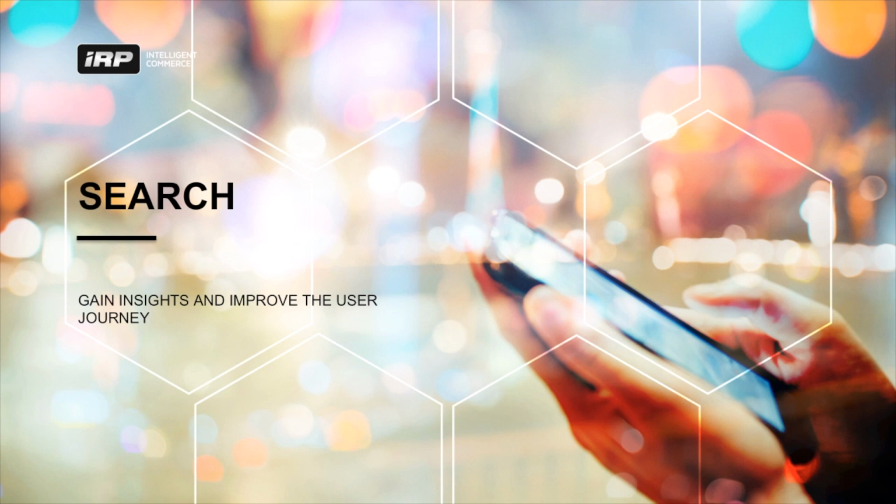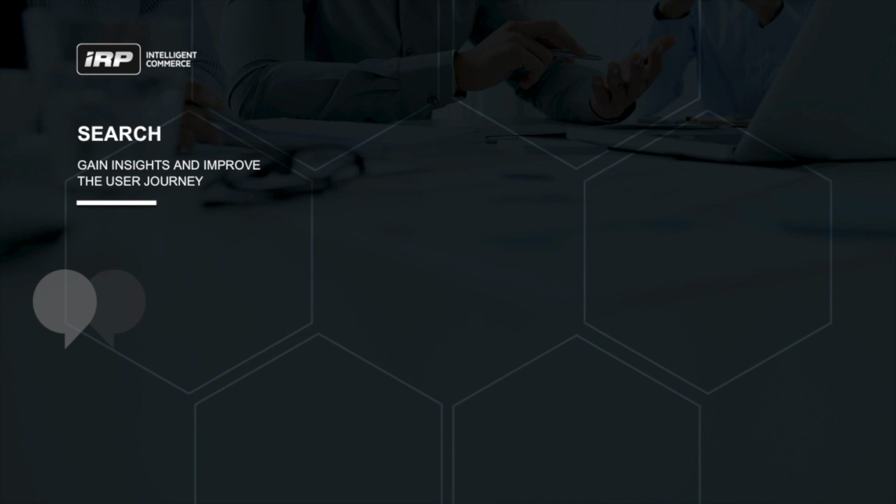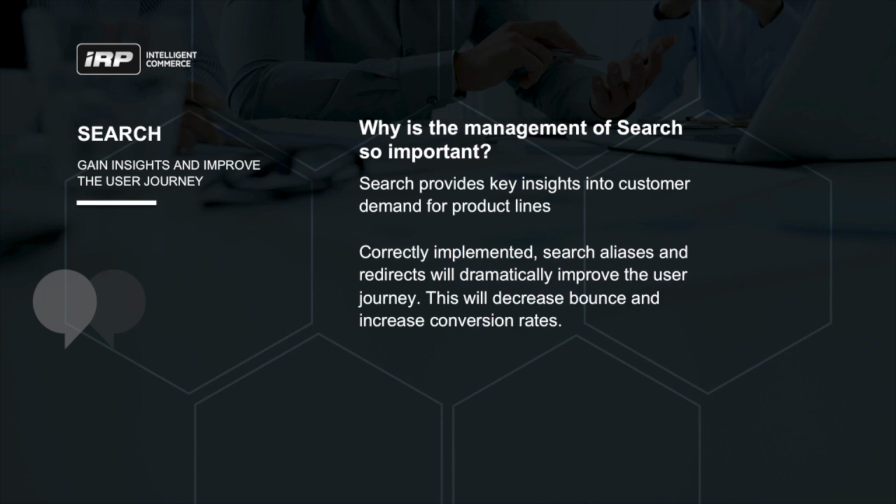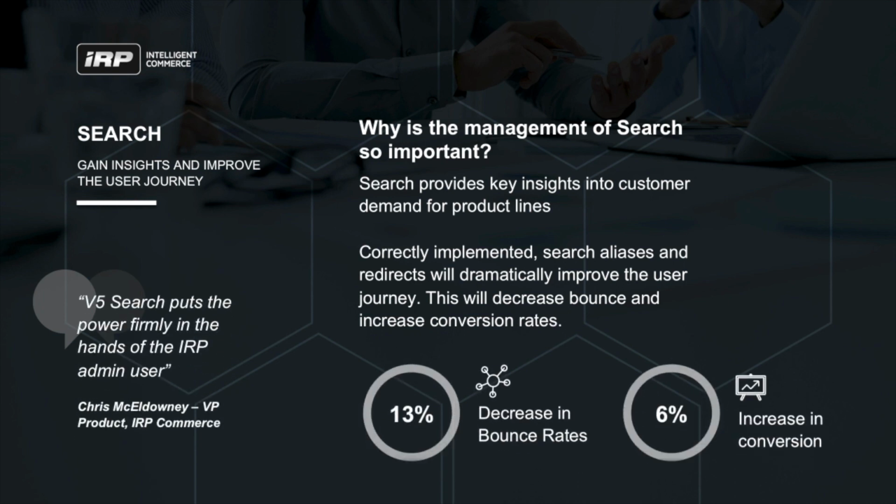The next area we'll look at is search. Previously known as search aliasing, we've regrouped everything under one search section, and it's a really important feature, mainly because it provides key insights into customer demand, what they're searching on your website, and implementing aliases and redirects will dramatically improve the user journey. This is where you must manually intervene to catch and set up the correct redirects and aliases for user searches. It's extremely important that this is managed correctly. These will show up in your IRP admin alerts, but this is a surefire way to keep customers happy and help them find their way around your website.